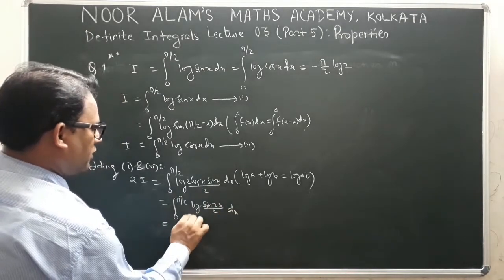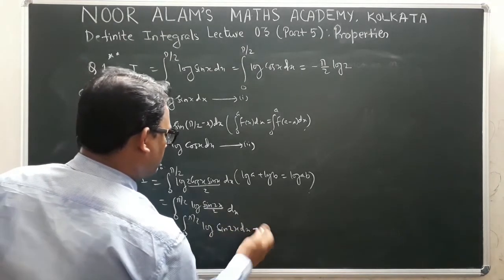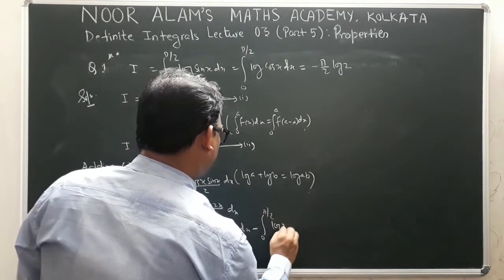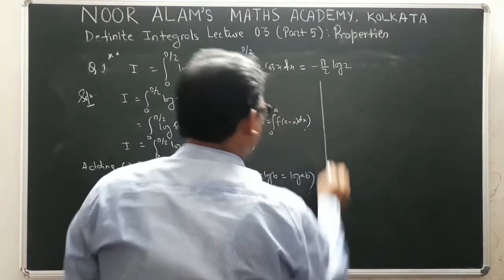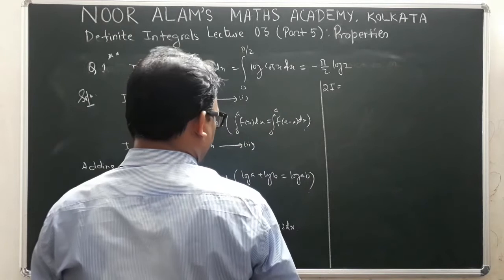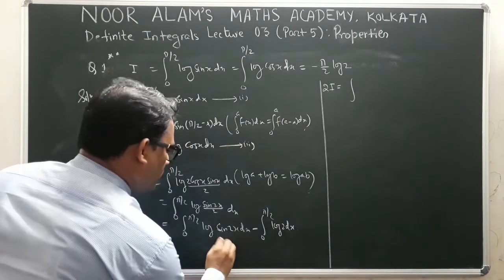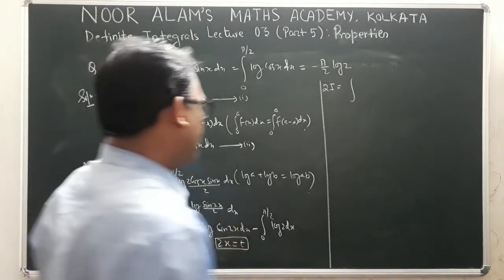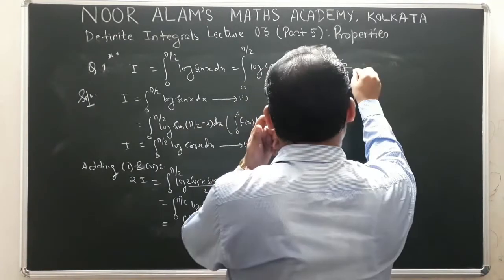So now it is the integral from 0 to pi by 2 of log of sin 2x dx minus the integral from 0 to pi by 2 of log 2 dx. Now after that, 2I will be equal to the integral from 0 to pi by 2 of log sin 2x dx. In this case we substitute 2x as t. We assume that 2x is equal to t. Now the limit will change. When x is 0, t is equal to 0, and when x is pi by 2, t is equal to pi.